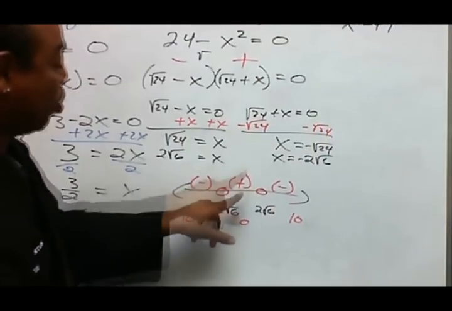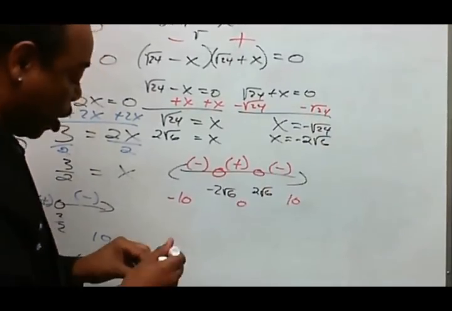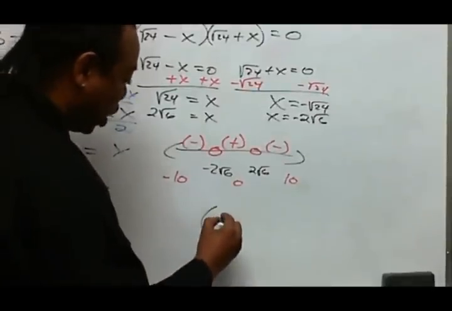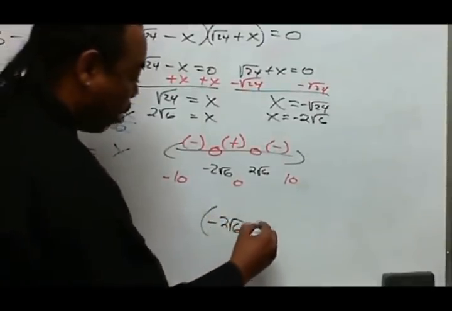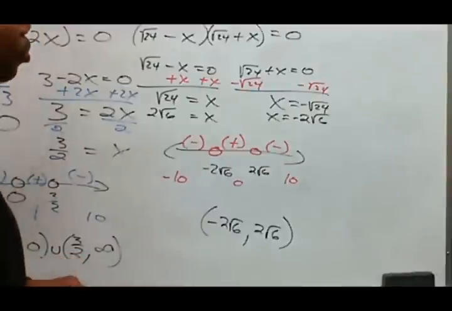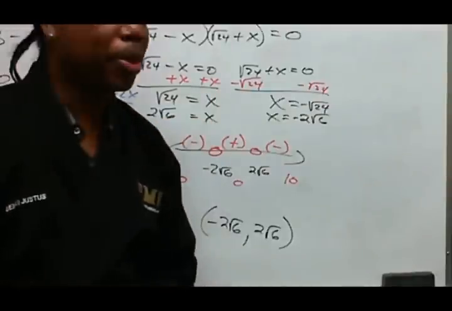Since we're looking for the positive pieces, this portion inside will be our solution. So we'll write that as parentheses negative 2 square root of 6 comma 2 square root of 6 and everything in between there. Okay, number 3.